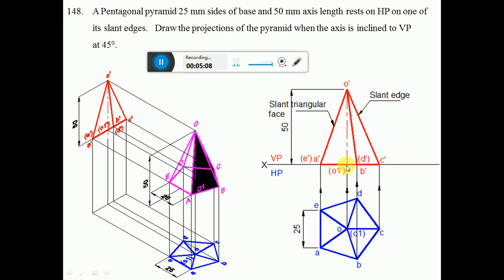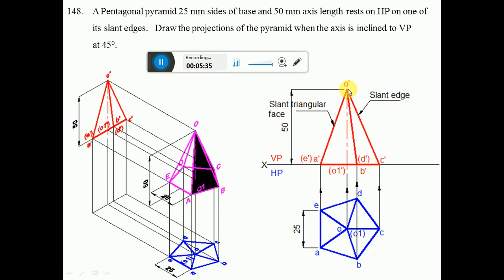So from O1 dash, you measure a height of 50 mm and mark this point O dash, and then join O dash to A dash, visible to visible is visible; O dash to B dash, visible to visible is visible; and O dash to C dash, visible to visible is visible. Then A dash to B dash is visible, and B dash to C dash is visible. So you will complete the triangle.